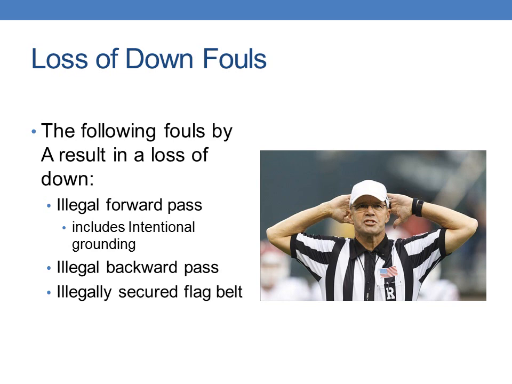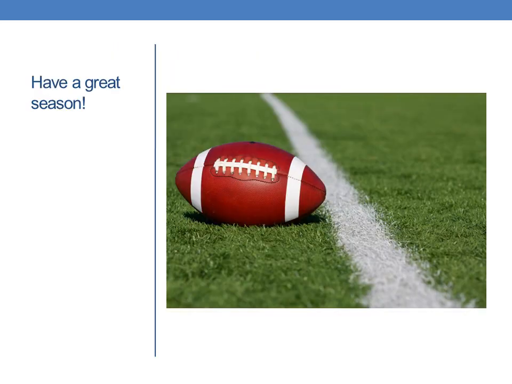Illegally secured flag belt, again, when we check, we would consider this to be a foul at the snap and would have previous spot enforcement. And then new for this year is the COREC-specific foul for illegal mail reception that carries a loss of down foul, and this penalty is always enforced at the previous spot.